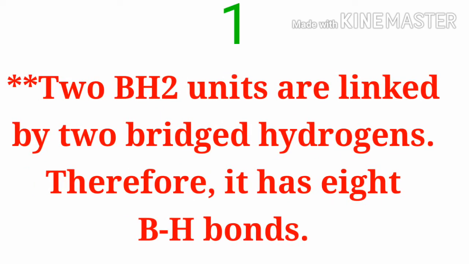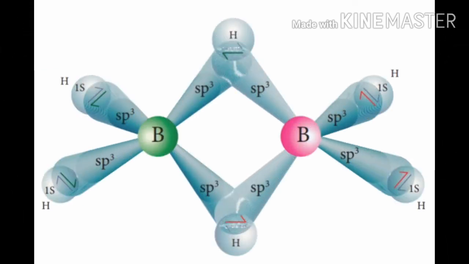This is point number 1 of the structure. There are 2 BH2 units. They are linked by 2 bridged hydrogens. Therefore, it has 8 BH bonds. See the structure. This is the structure of diborane.